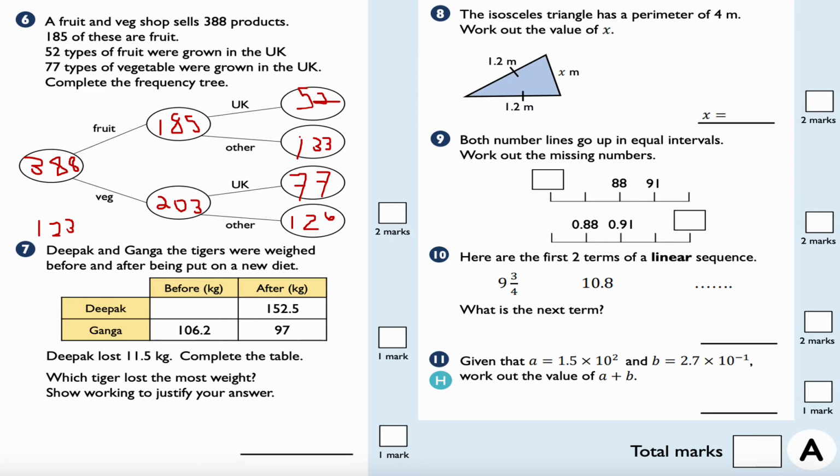This is question number 7, guys. Dipak and Ganga, the tigers, were weighed before and after being put on a new diet. Before in kilograms, after in kilograms. Dipak, okay, and then after Ganga, okay. So Dipak lost 11.5 kilos. Complete the table. Well, if I add 11.5 to 152, that will tell me that before the diet he weighed more than 152.